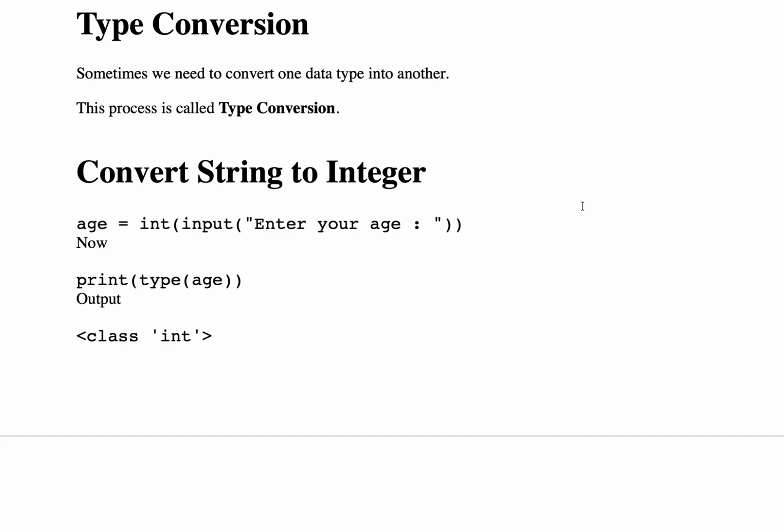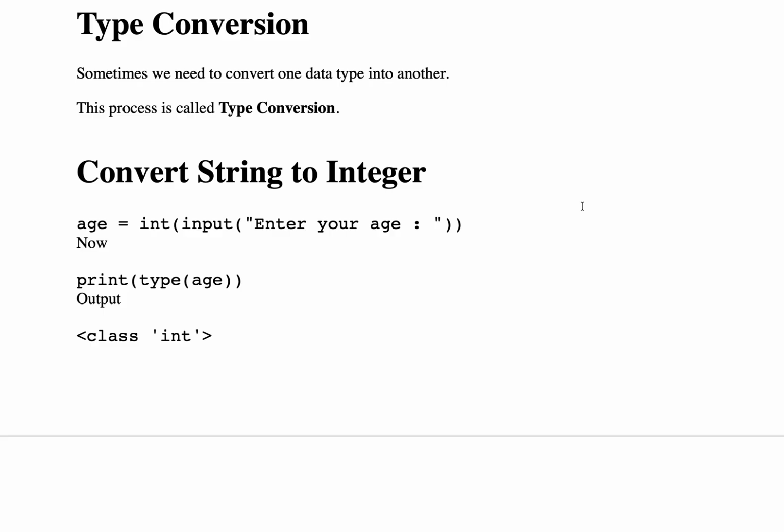Suppose we ask the user to enter their age: age = input("Enter your age"), print(type(age)). Output would be class str. If the user enters 20, Python stores it as a string, because input always returns a string. But if we want to add 5 years to the user's age, we can't perform mathematical operations on strings. So first we need to convert the string into an integer. That's exactly where type conversion comes in.